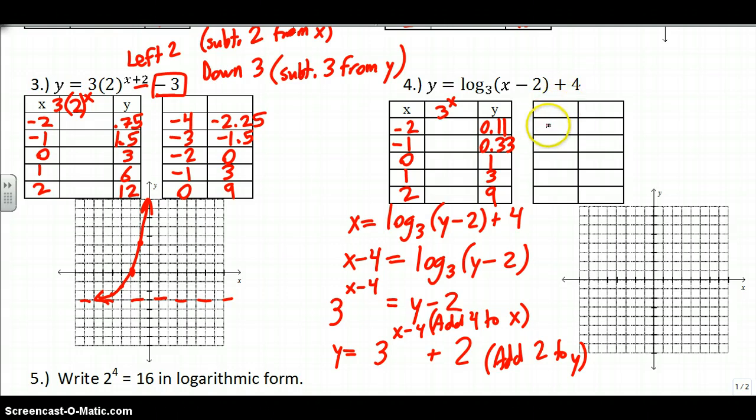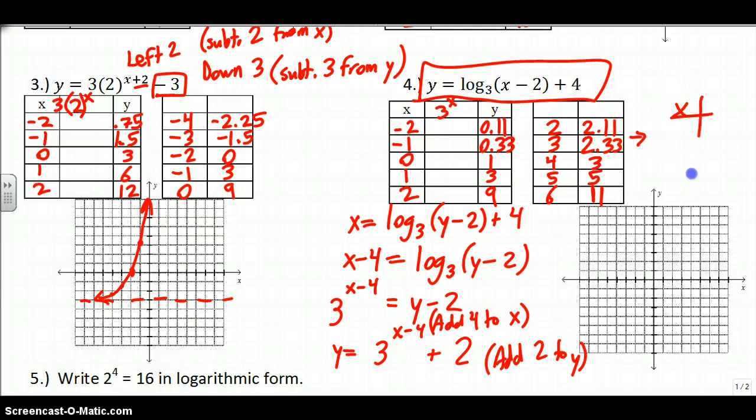So it now becomes 2, 3, 4, 5, and 6. Adding 2 to the y's yields 2.11, 2.33, 3, 5, and 11. But that's the graph of this. We don't want that. We want the graph of the log equation. So what did I do to begin with? I switched the x and y. So I have to end by switching the x and y one last time.